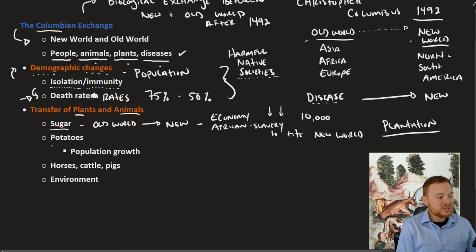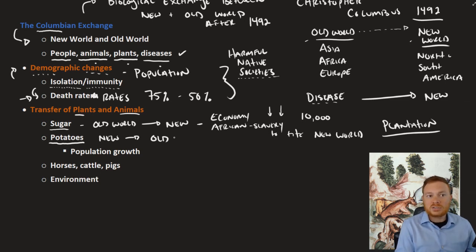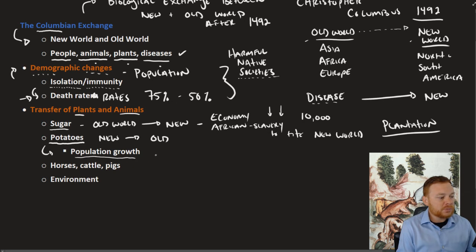Another very significant crop is that of the potato. This one was from the New World, right? So this existed in the Americas, and this was brought to the Old. And what the potato did, because it's somewhat of a miracle crop, very easy to grow, very nutritious, has kind of all the nutritional info that societies need, it led to tremendous population growth. So population growth, especially in the Old World, grew as a result of the potato.